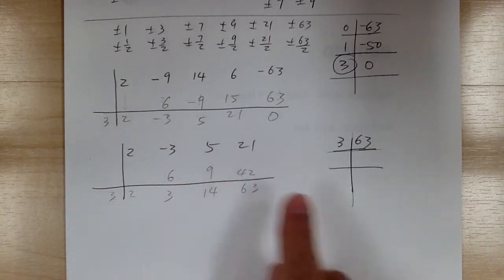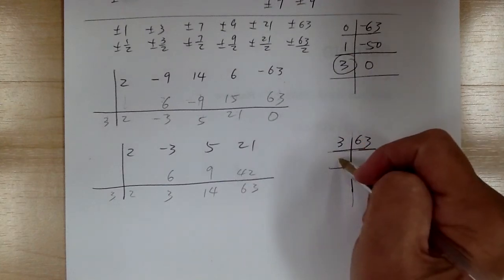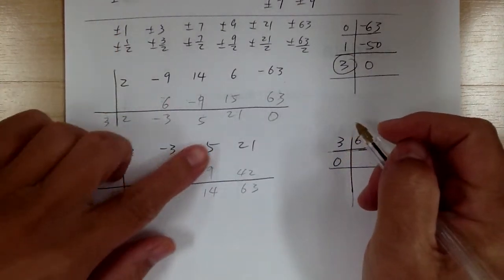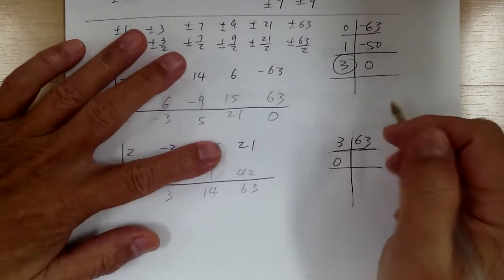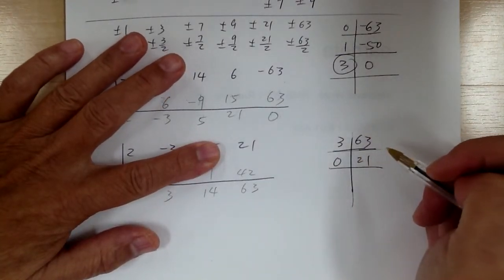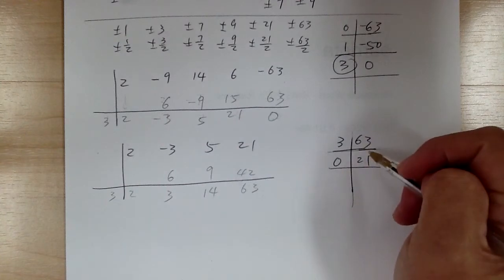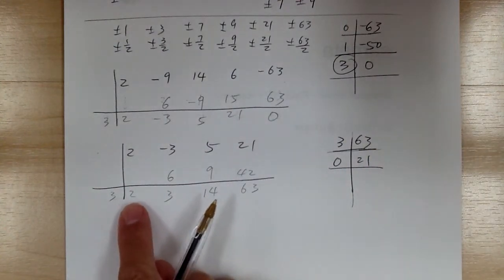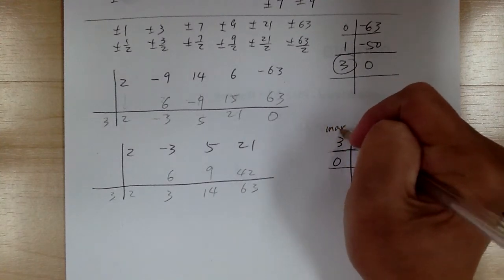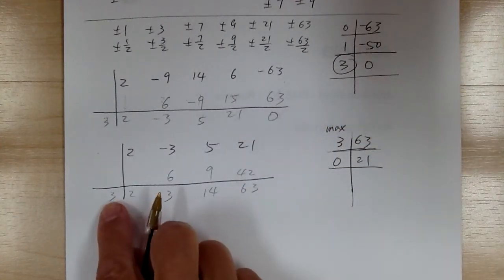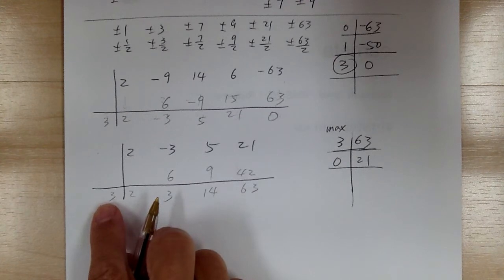And again, from here, you can also try 0. If you try 0, you're going to get 21, okay? Another thing to note is that when all these are positive numbers, that means this is your max. That means there's no number beyond 3. So when all these are positive, this is the max, and there's no number beyond this.